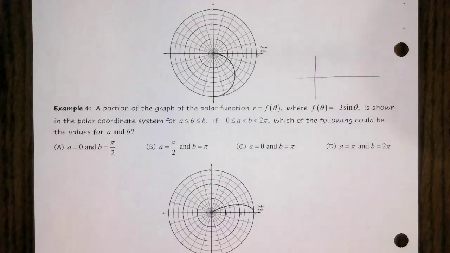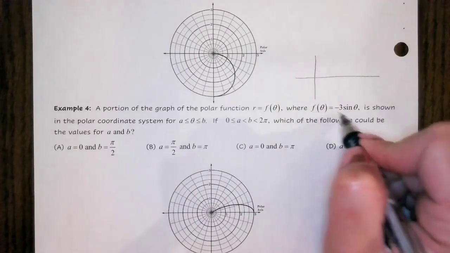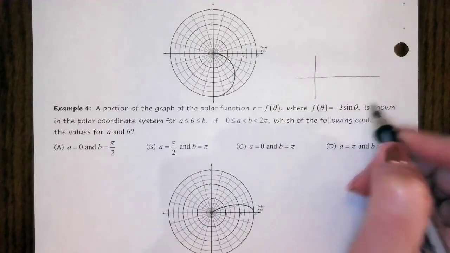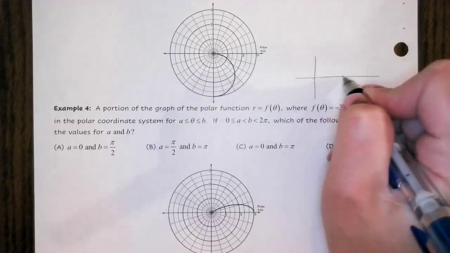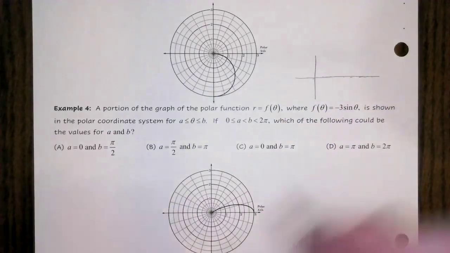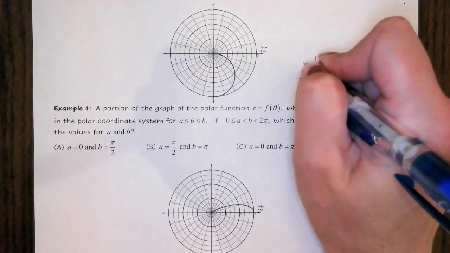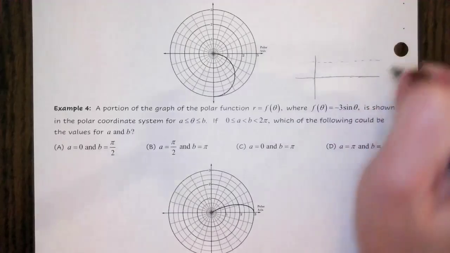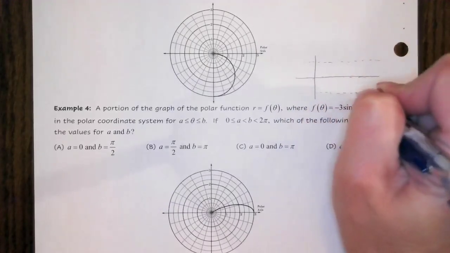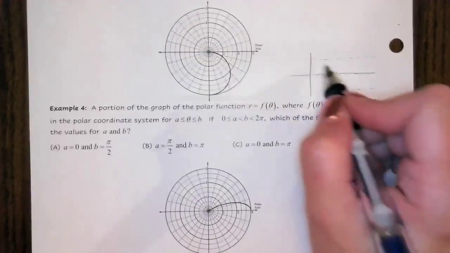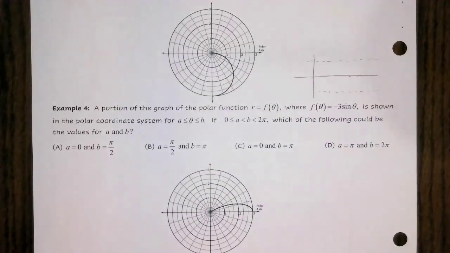So here I'm going to graph my rectangular. There is no midline with this. It's 0 since there's not an added value. So my midline would be right here on the x-axis. The amplitude is 3. So I would go up 3 and down 3. So there's my bottom line and there's my top line for this sine curve.